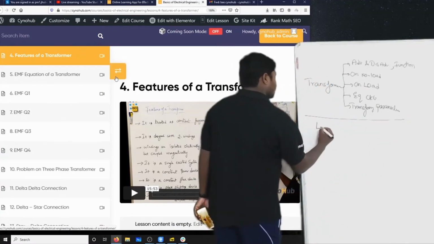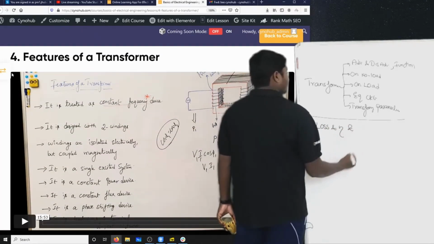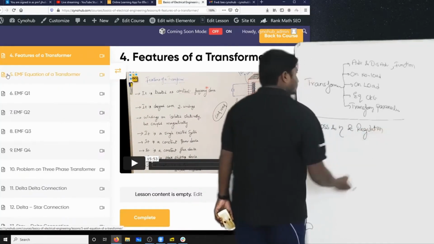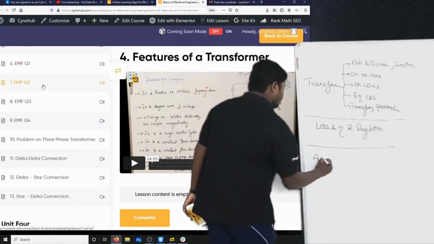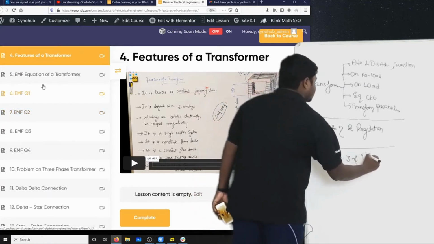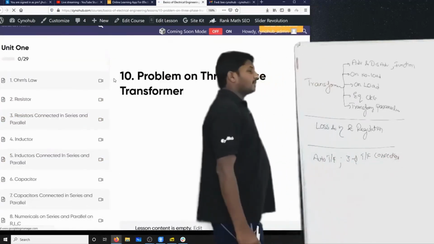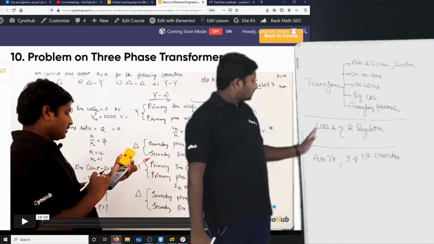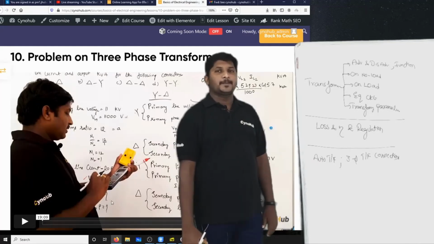Part 2 is losses, efficiency and regulation. So that is part 2. And part 3 is auto transformer and 3-phase transformer connections. Okay, so that is about the 3 parts of unit number 3.